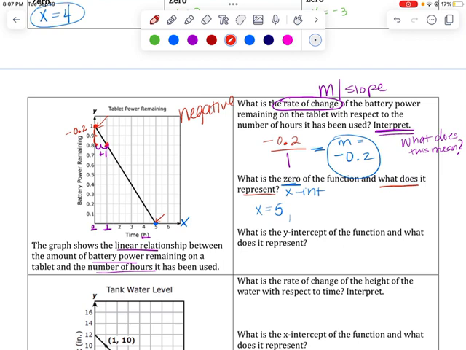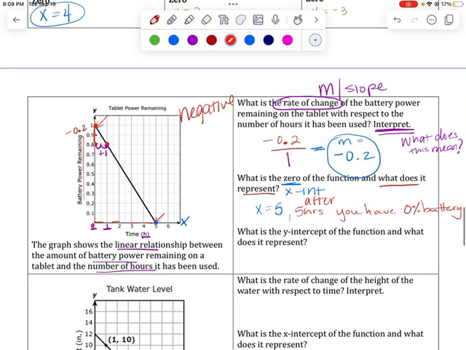What happened? I started with full battery. I can connect it over here, and I can see my battery's at 0. So this is just 5 hours is how long your battery's going to hold. So after 5 hours, you have 0% battery left. Right, that's just when I reach 0. So that's why it's called a 0, because that's when my y, this side, that's when my battery reaches 0.